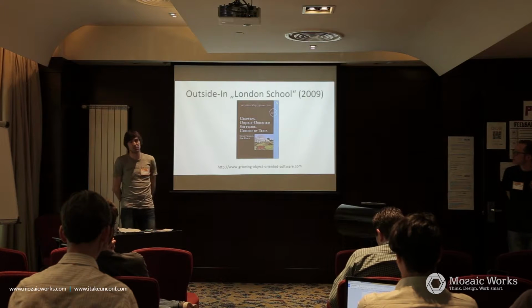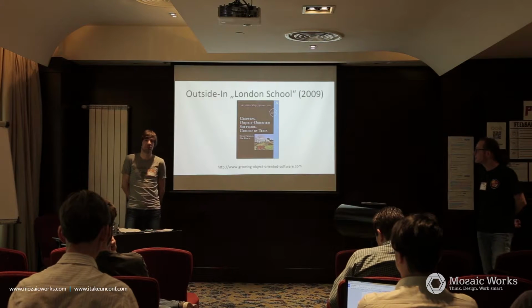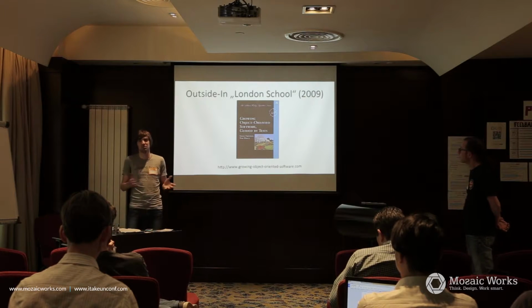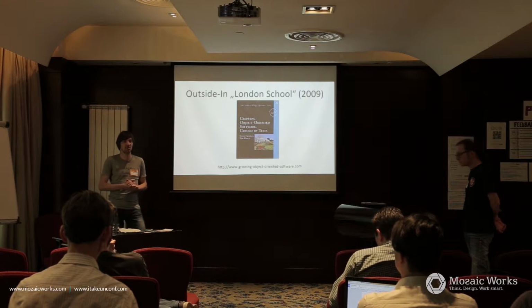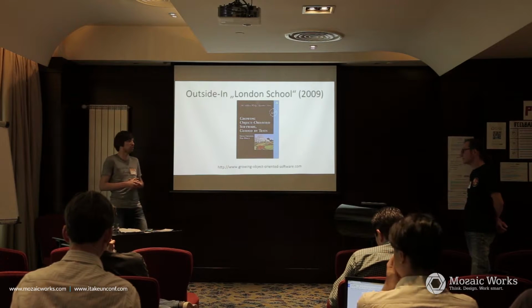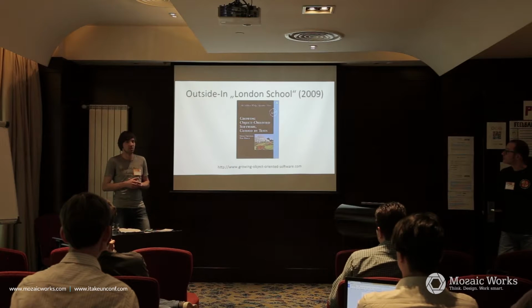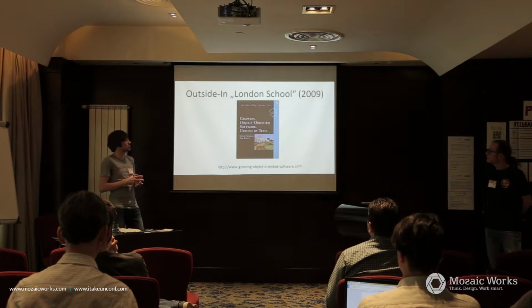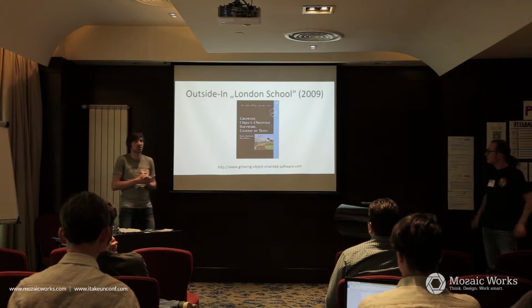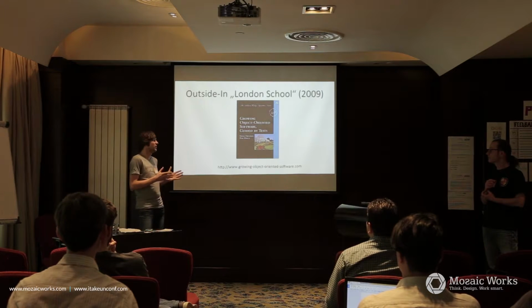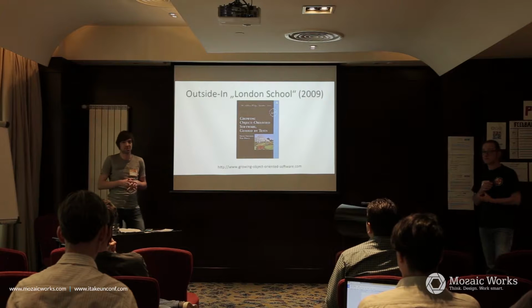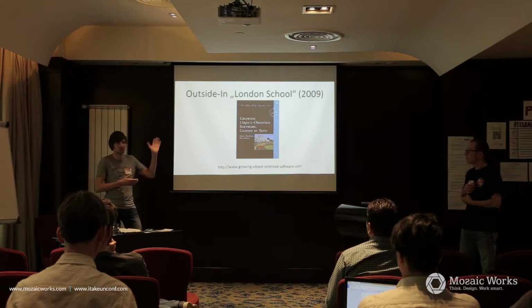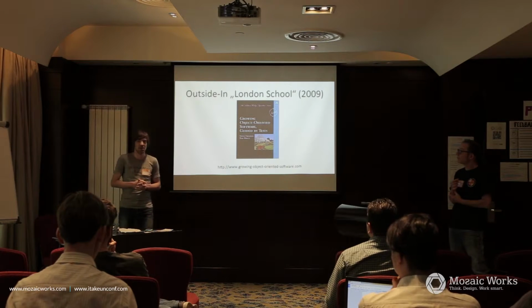There are two main approaches when we are doing TDD. There are two schools: the classical school, also called the inside-out school of TDD, and the outside-in school, which is well described in the book Growing Object-Oriented Software, Guided by Tests from Steve Freeman and Nat Pryce. They come from London, so that's called the London School.